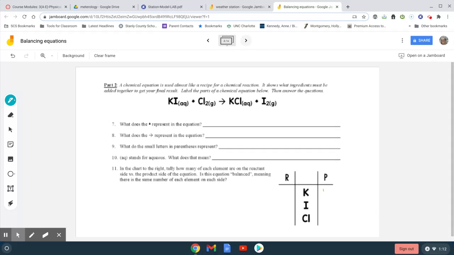All right, now if we come here, what does the plus represent here? It means reacts with. What does the arrow mean? It means yields or produces. Do the small letters in parentheses, what do they represent? It's the state of matter that it's in. What does the AQ mean? Think of it as a liquid. It means dissolved in water.